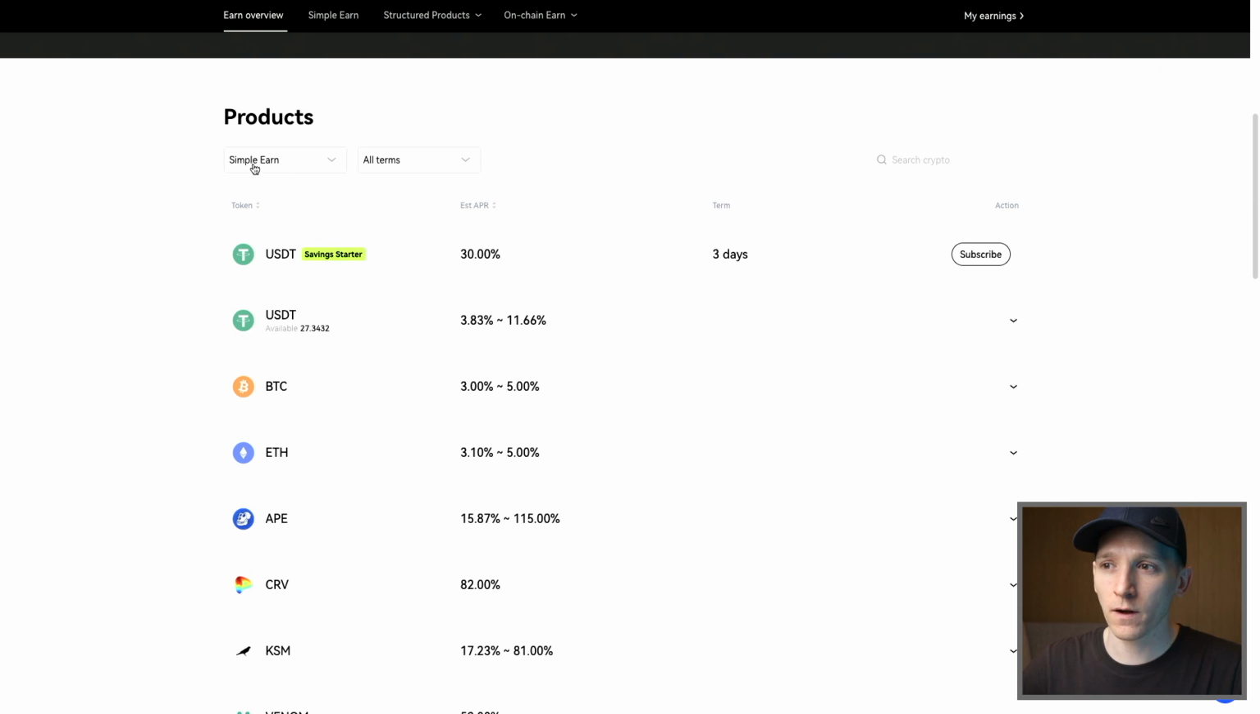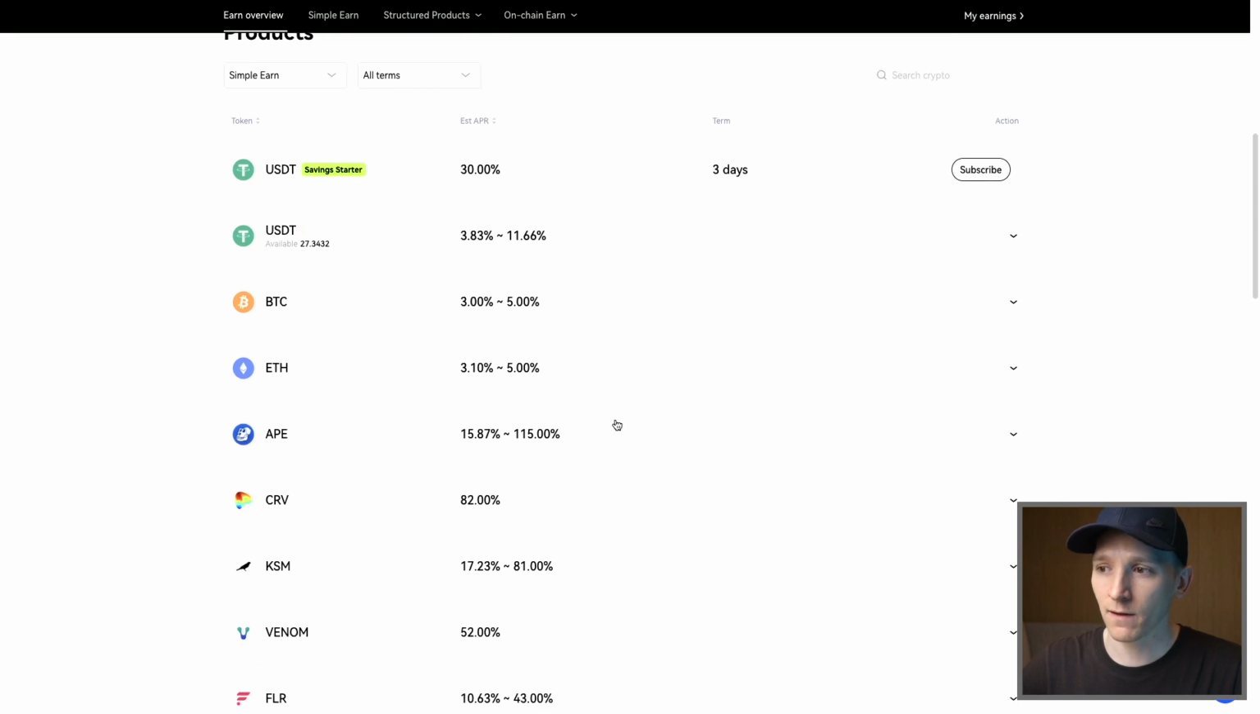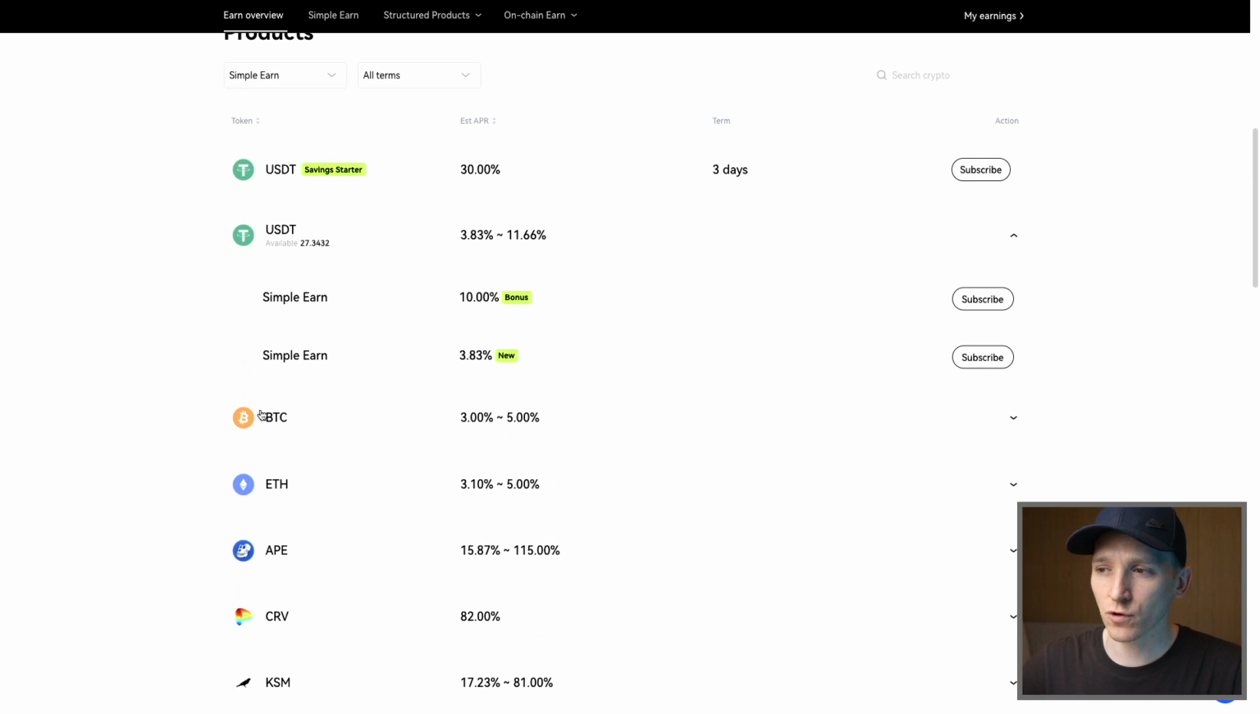So if you go to Simple Earn, go to all terms, you can see flexible and fixed here. But we'll just click all terms because then you can see each of the assets. So as an example here, USDT. If we click the drop down, we have Simple Earn. We have 10% here and then 3.83%.